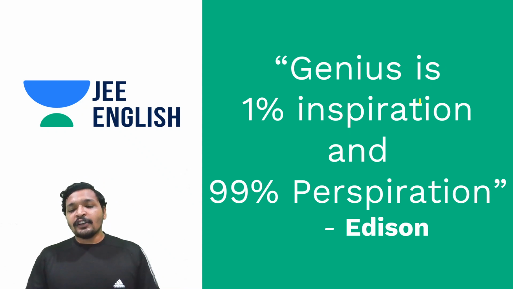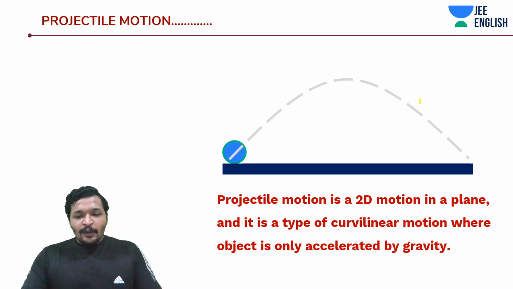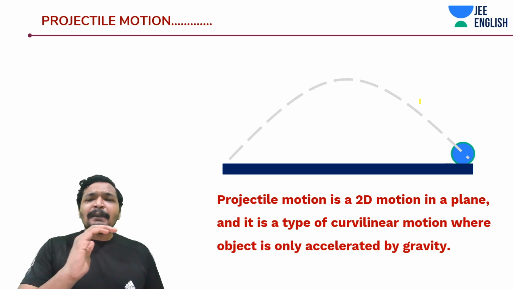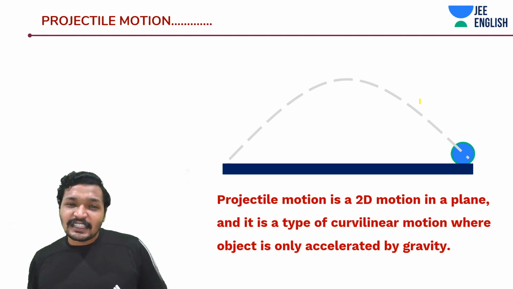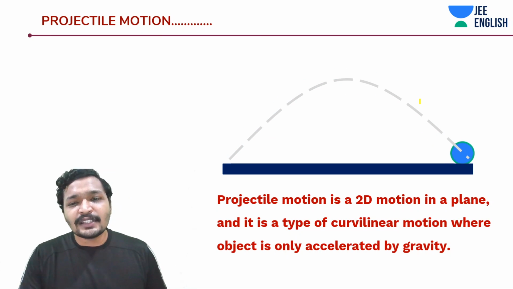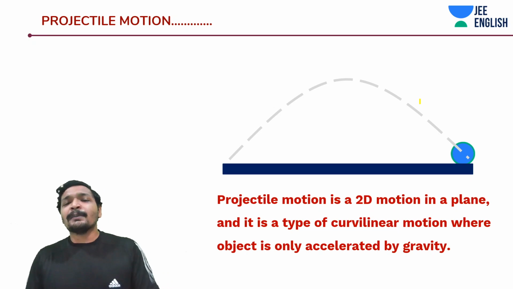Alright guys, let's get into the topic now. And guys, this is projectile motion. Like this ball you see over here is traveling in this nice curvilinear path. This blue ball, with a green highlight, is traveling in a nice curvilinear path. That is called projectile motion. Basically, what is a projectile motion?